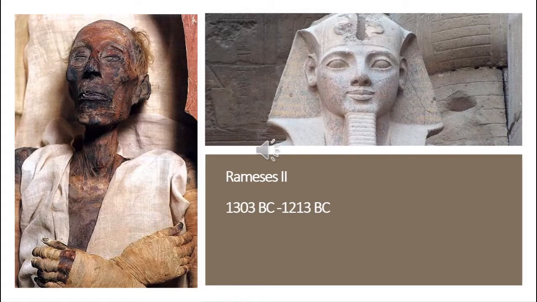One of my hobbies is Egyptology, and there is some evidence that this gentleman also had AS. This is Ramses the Great, or Ramses II, and his skeleton does show some changes which are possibly ankylosing spondylitis.